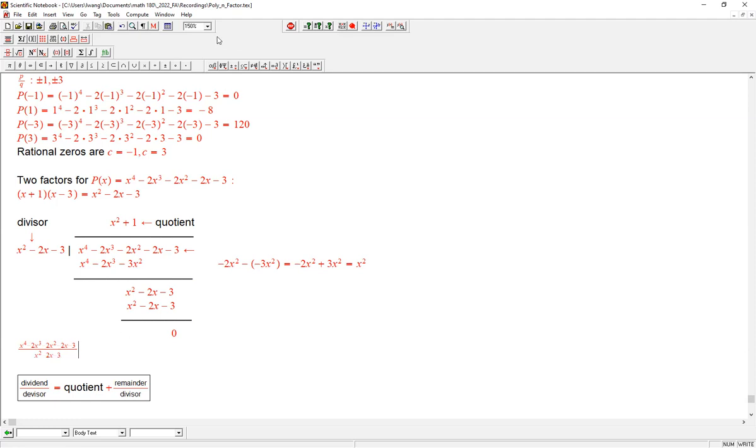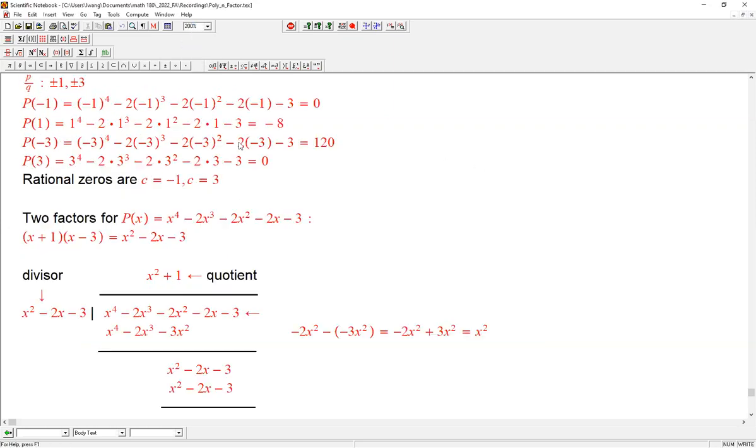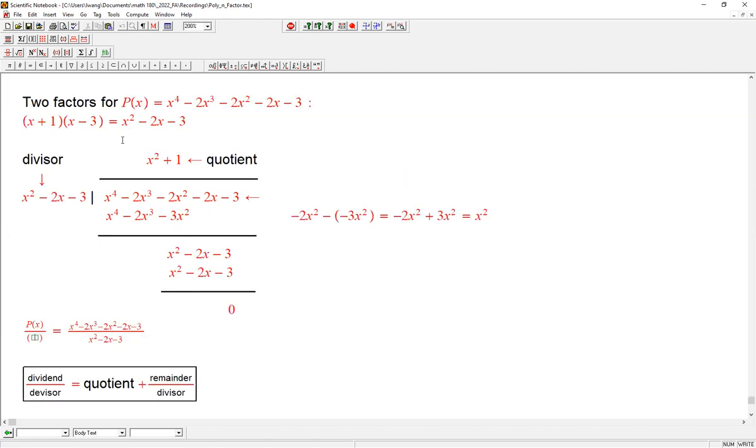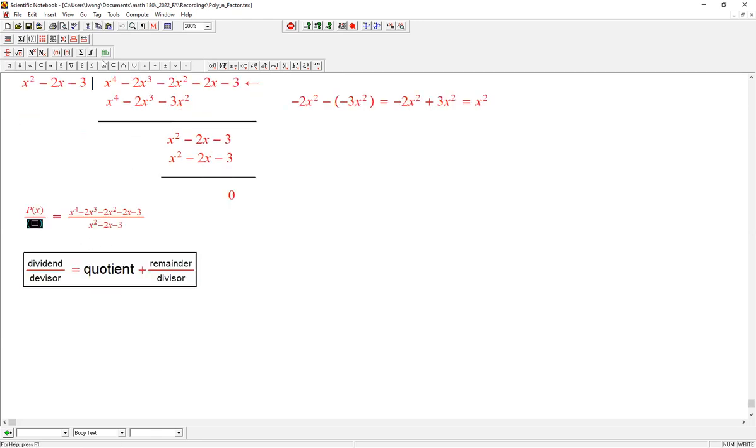You can see I do these two examples slightly differently. You can do it in different ways in each case, depending on how much information you get about the divisor, about the rational zero. So here, of course, our factors are x plus 1 times x minus 3, so we can choose our divisor this way.